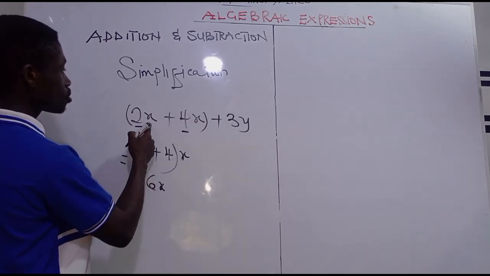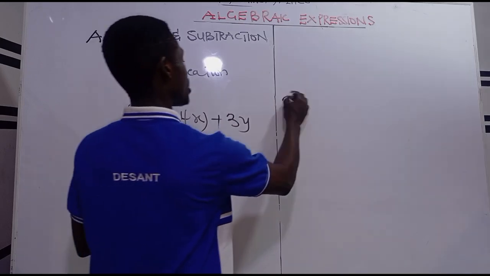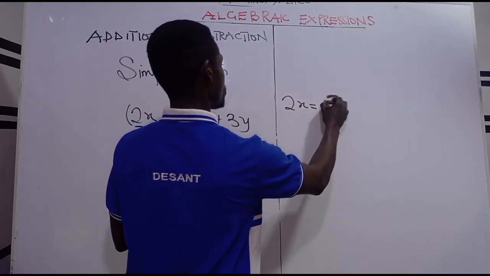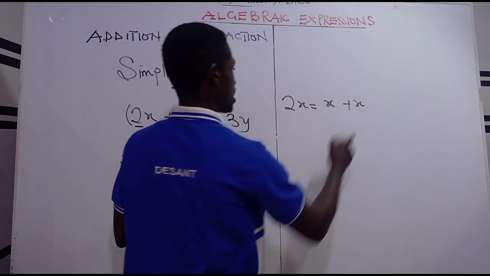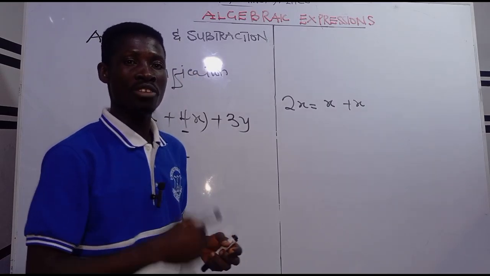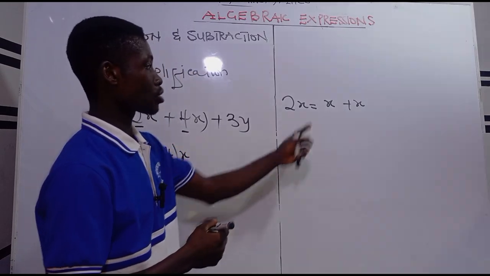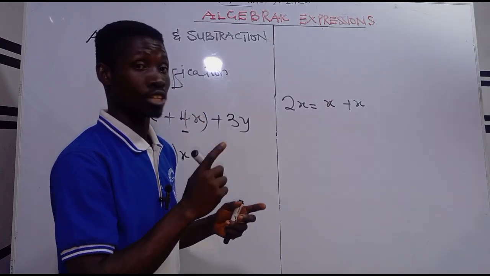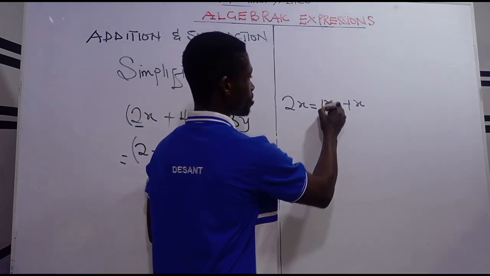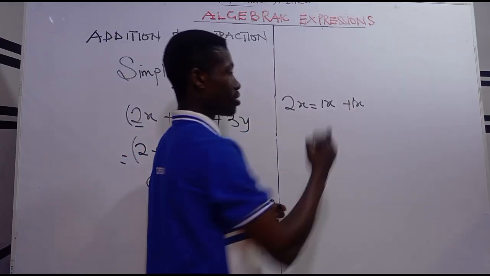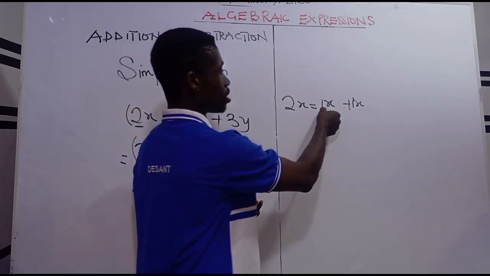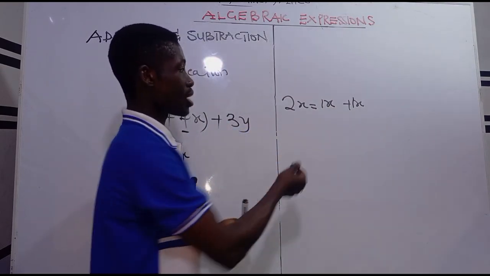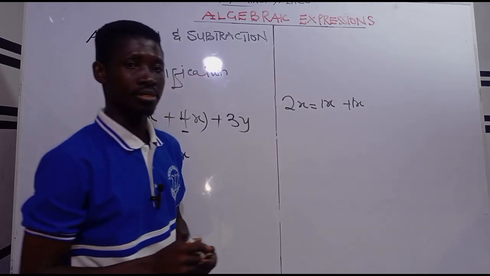Now, 2x is the same as what? x plus x. Now, in front of every variable which is standing alone, there is one written in front, but we don't actually write it. So there's one in front of this x, there's one in front of this x. So we add the 1 to 1, giving us 2, and then we add the variable to it.